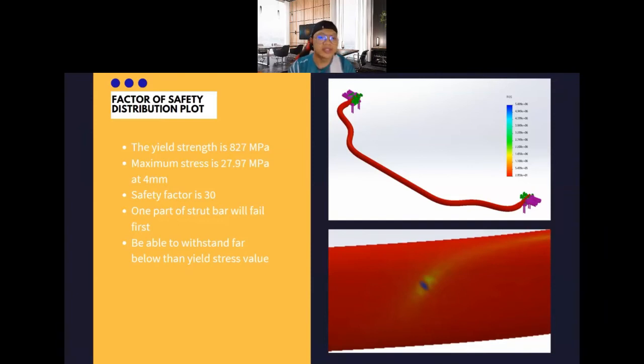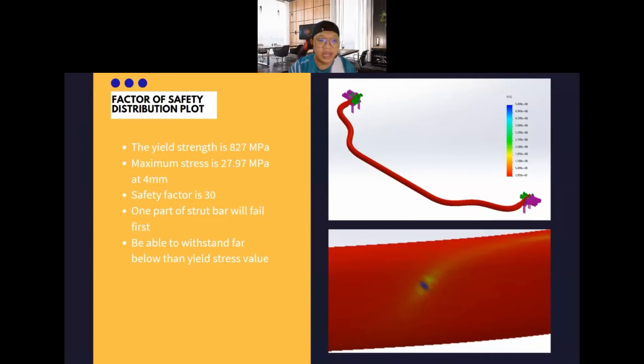simulation, which is 30. From the factor of safety plot, we can observe that the only part of the strut bar that will fail first is a very small location which sits around the curve of the bar. This means that the strut bar is very much reliable as the amount of stress it is able to withstand is far below its yield stress value.